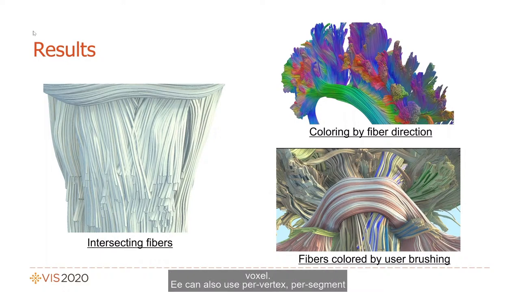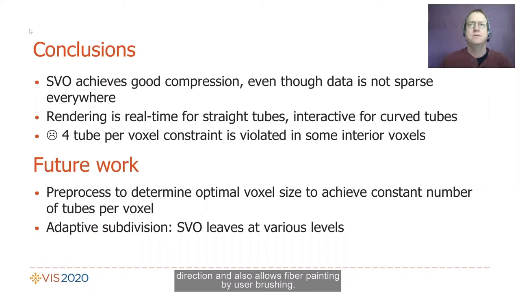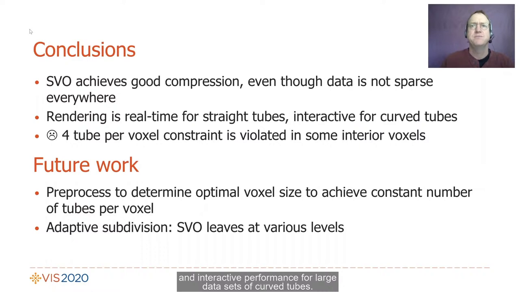We can also use per vertex, per segment, or per tube attributes when rendering, which allows us to color tubes by fiber direction and also allows fiber painting by user brushing. In conclusion, voxelizing the stream tubes and storing them as a decorated SVO gives us a memory-efficient representation for rendering. We achieve real-time rendering performance for straight tube segments and interactive performance for large datasets of curved tubes.